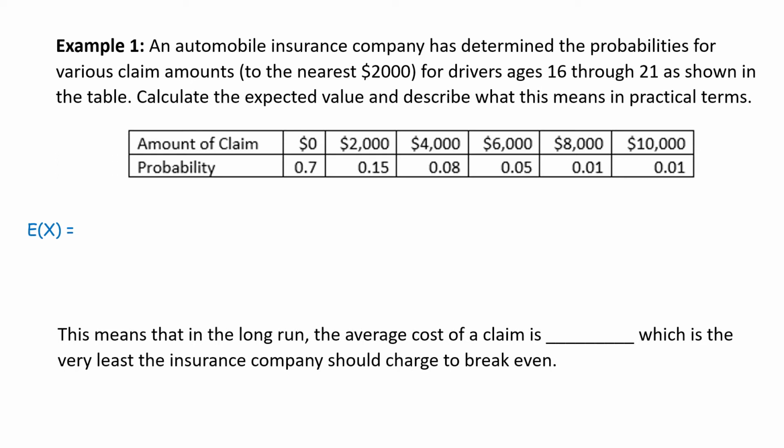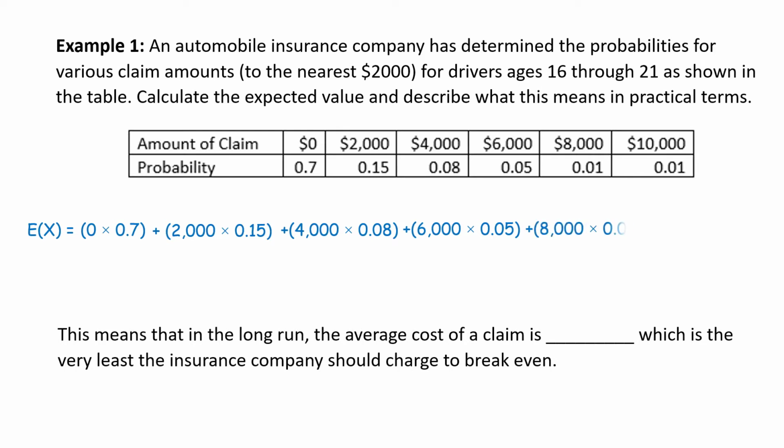We do that by multiplying the value with its probability. So we'll start with 0 times 0.7. The next one we'll add, 2,000 times 0.15. The next would be 4,000 times 0.08. The next one, we add 6,000 times 0.05. 8,000 times 0.01. And the last one, the largest claim on this table, $10,000, and the probability of its likelihood is 0.01. Multiply this out using your calculator.